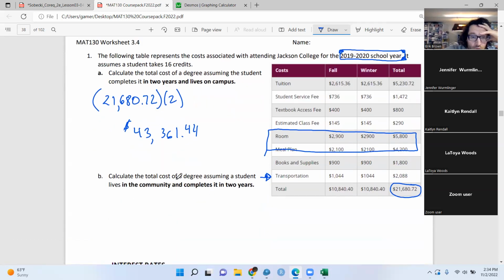And then it says calculate the total cost of a degree. Calculate total cost, assume a student completes it in 2 years and lives on campus. Okay, and then in the community. So we're just going to subtract these amounts. Was that $10,000? So we're going to subtract $20,000 from this amount because this is for 1 year, $10,000. So for 2 years would be $20,000. So this is a lot more reasonable-ish.